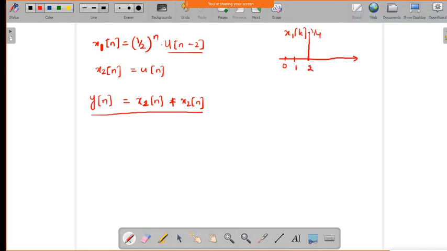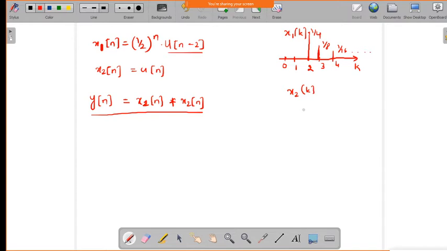Similarly it will go on. At 3, it will be 1 over 2 power 3, that is 1 by 8. Similarly at n equal to 4, it is 1 by 16, and it will go on like this. So this is your x1 of k, and this is the k index. Now x2 of k you write.